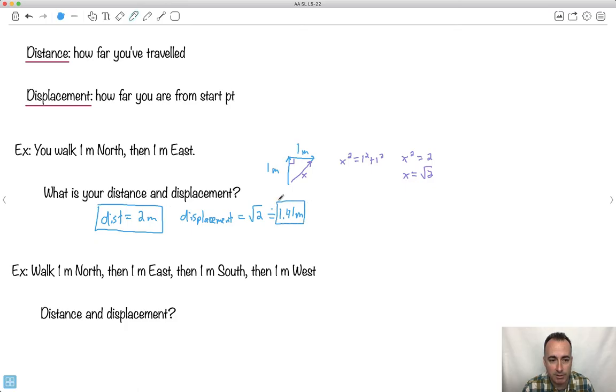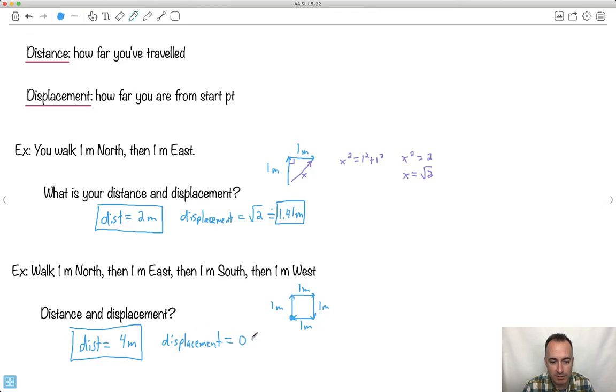They're different. All right, let's look at this situation where I walk 1 meter north, then I go 1 meter east, then I go 1 meter south, and I go 1 meter west. So what's my distance traveled? Well, my distance traveled is just 1 plus 1 plus 1 plus 1, so that's 4 meters. Nice and easy. What about my displacement, though? How far am I from home? Well, I started off here, and I went all the way up and I finished here, so actually, in this case, my displacement is 0.